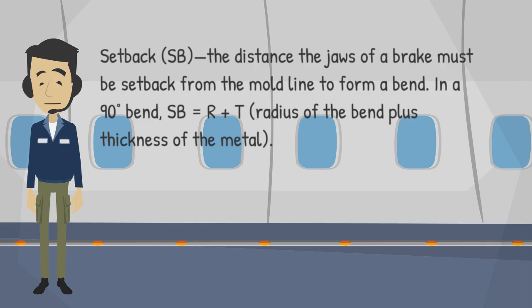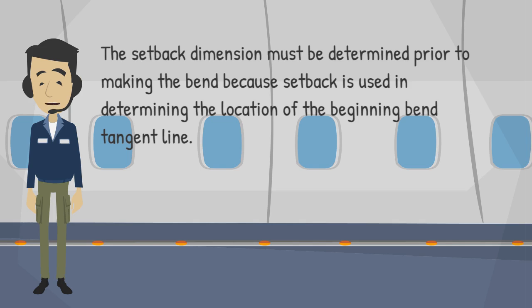Setback, SB: the distance the jaws of a brake must be set back from the mold line to form a bend. In a 90 degree bend, SB equals R plus T, the radius of the bend plus the thickness of the metal. The setback dimension must be determined prior to making the bend because setback is used in determining the location of the beginning bend tangent line.